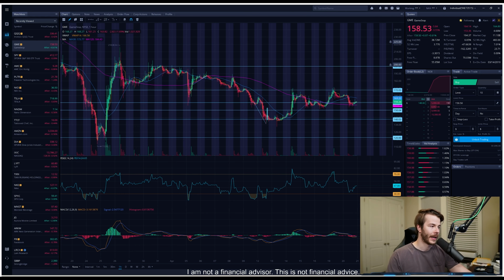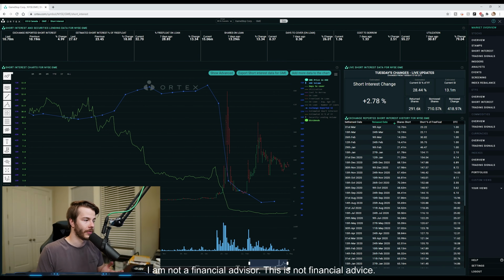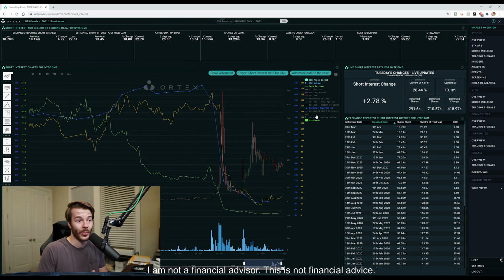But the next thing I really want to highlight here is taking a look at the short interest for GameStop, which went up 2.78%, which is actually pretty significant. That's a lot of short interest. And our current short interest of free float is sitting at 28.44%, which is a lot. That is a heavily shorted stock. Anything above 20% is considered heavily shorted, and we're borderline pushing 30. So we're getting to that extremely heavily shorted stock territory.